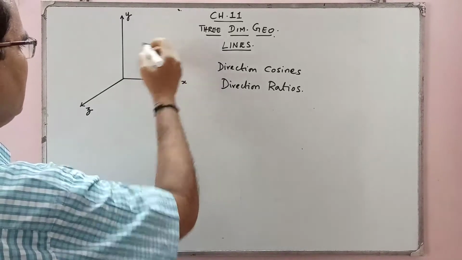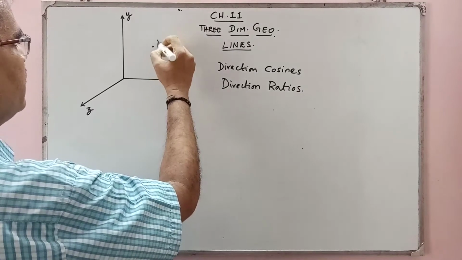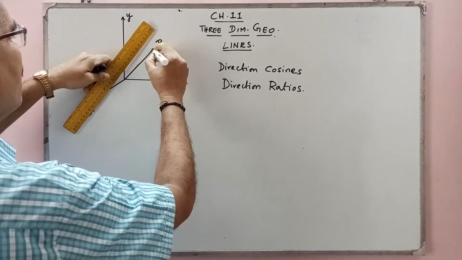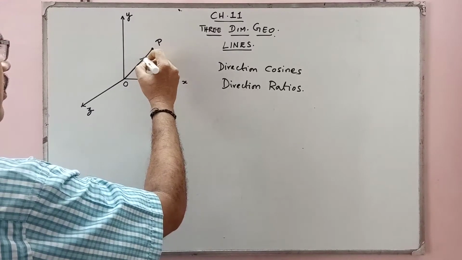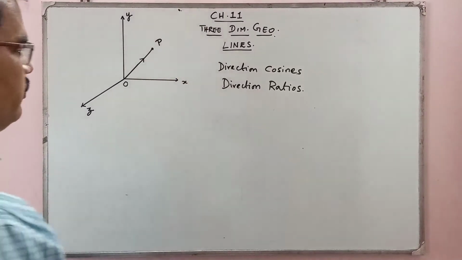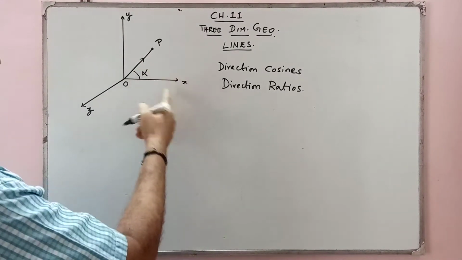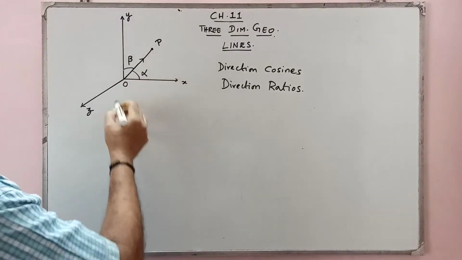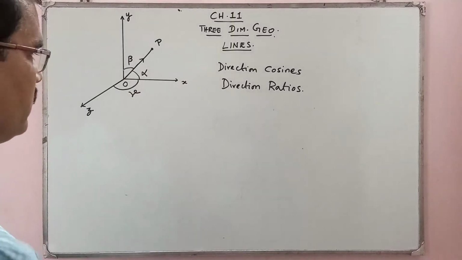Now, let us take a three-dimensional plane, the x, y, z plane. Take a point P. I am going to join this with the origin. This is the OP vector. We assume that this OP vector makes an angle alpha with the x-axis, beta with the y-axis, and gamma with the z-axis.